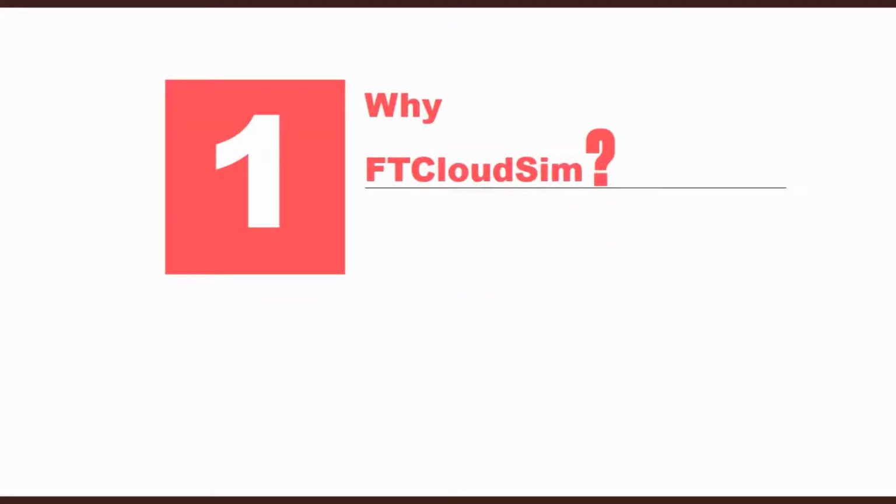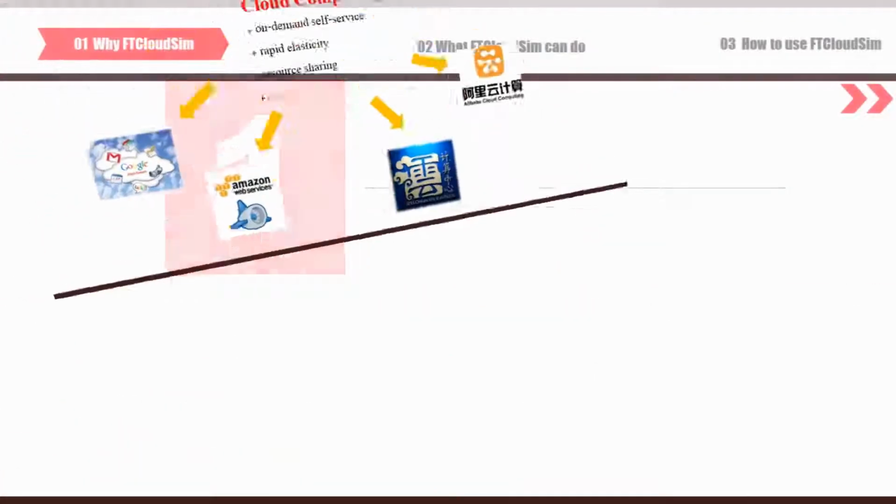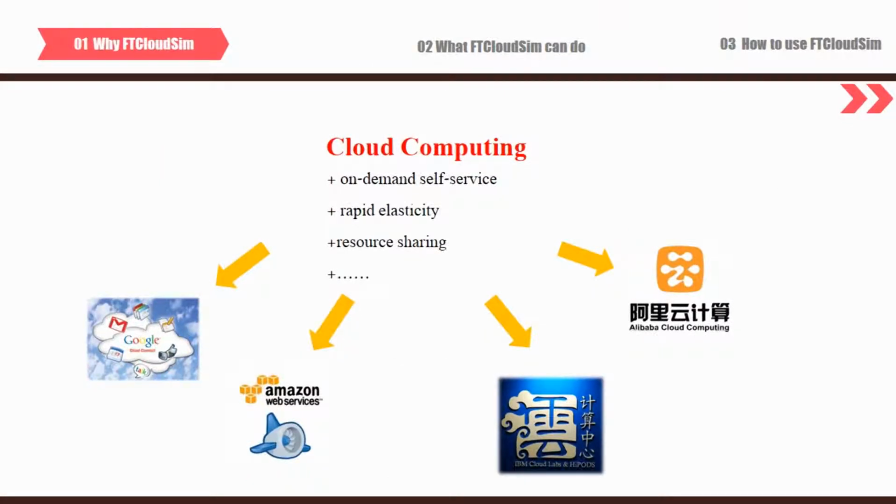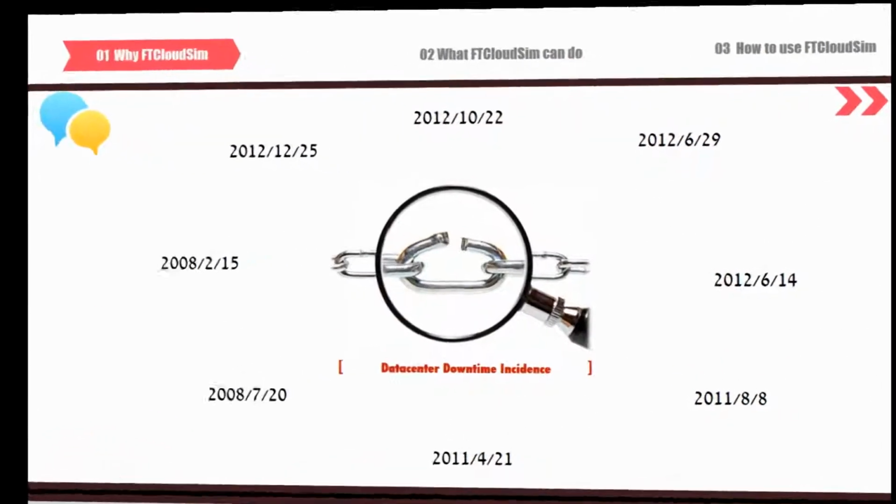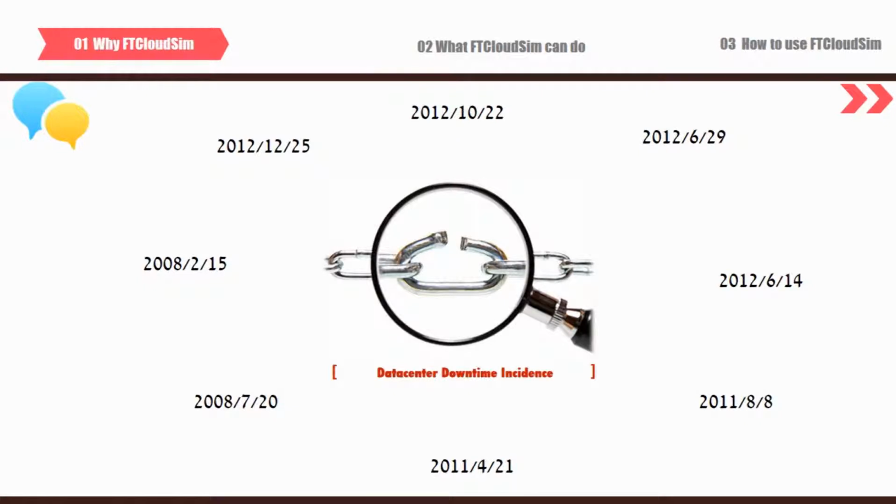Now, we will tell why we construct fault tolerance FTCloudSim. Recently, because of its ability to allocate resources dynamically and instantaneously as needed, cloud computing has become a popular computing model nowadays. An increasing number of companies have deployed their application services in the cloud. Unfortunately, cloud data center downtime has badly affected the public's expectation of cloud computing. Many downtime incidents happen every year.